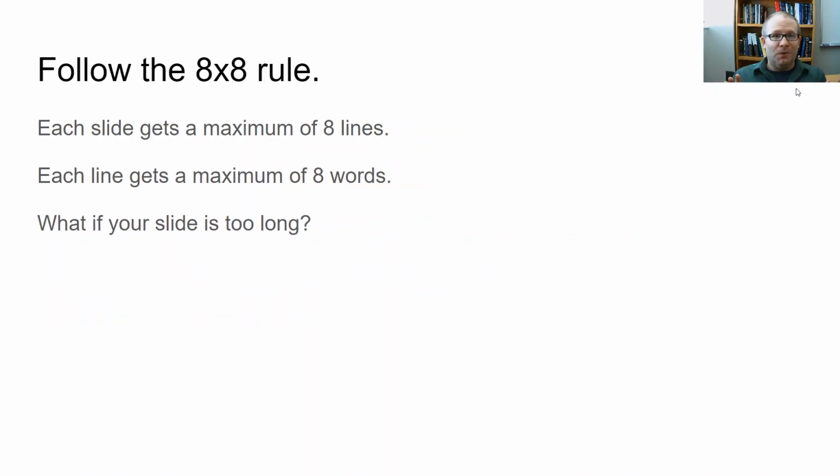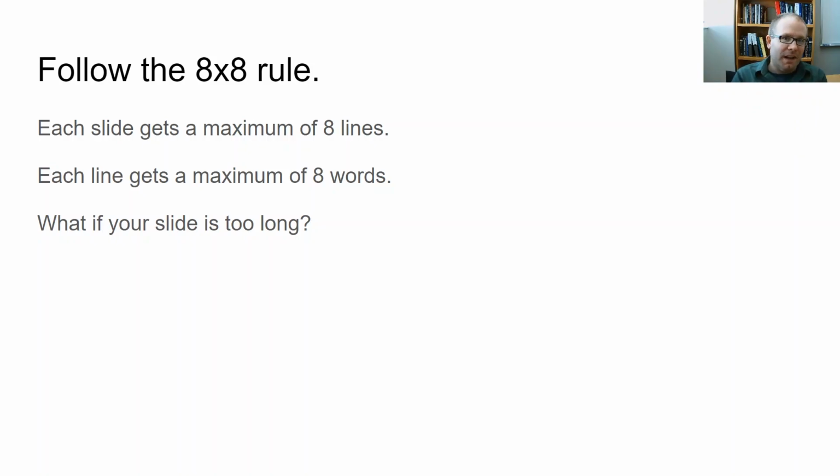Another major rule that many beginning presenters break, and again, some established presenters break, is to follow the 8x8 rule. Here's what you imagine: your slide is an 8x8 grid. That means each slide gets a maximum of 8 lines. Any more than 8 lines, and the font starts to shrink too small. And going in the other direction, each line gets a maximum of 8 words. Anything more than that, and they're going to start running off onto the next line.